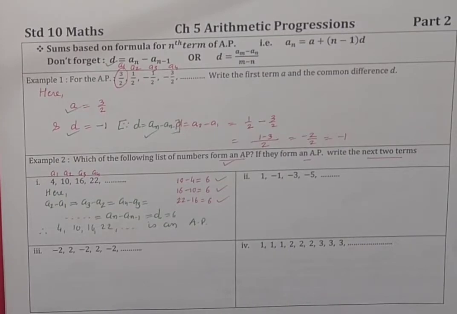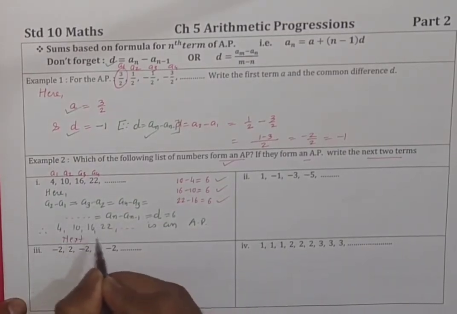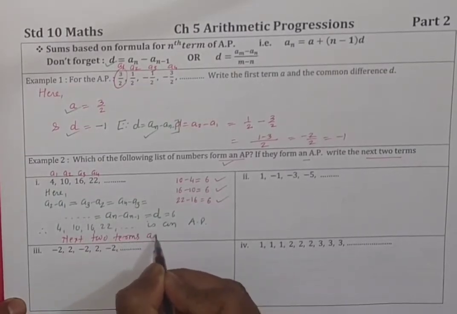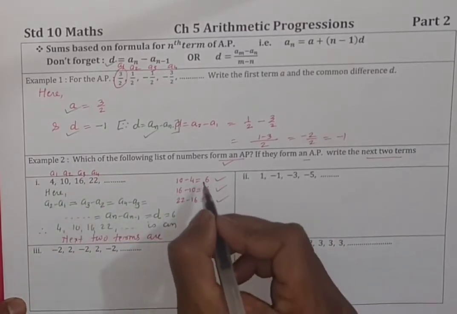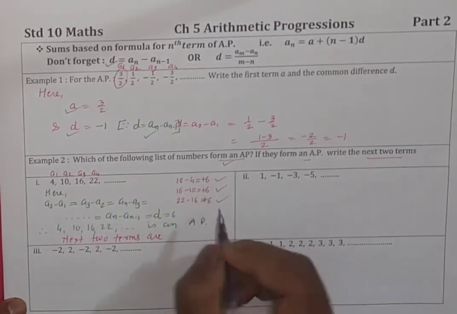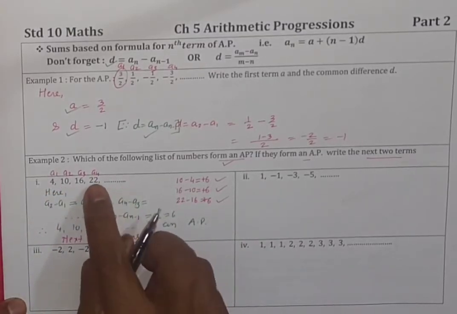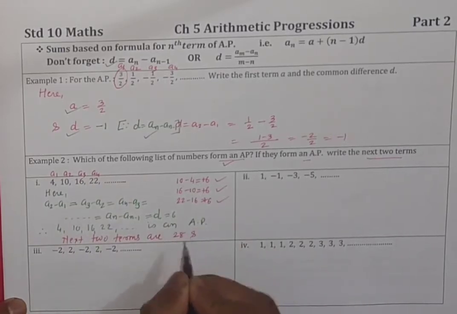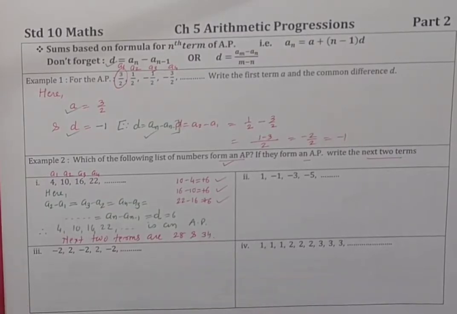Alright? Now to find the next 2 terms, straight away you may write, next 2 terms are 22, it is ascending order. See, this common difference is positive. So, yes, the numbers will be in ascending order. So, after 22 add 6. So, 28 and 28 plus 6, that is 34. That's all. Okay, children. Chalo, next one.